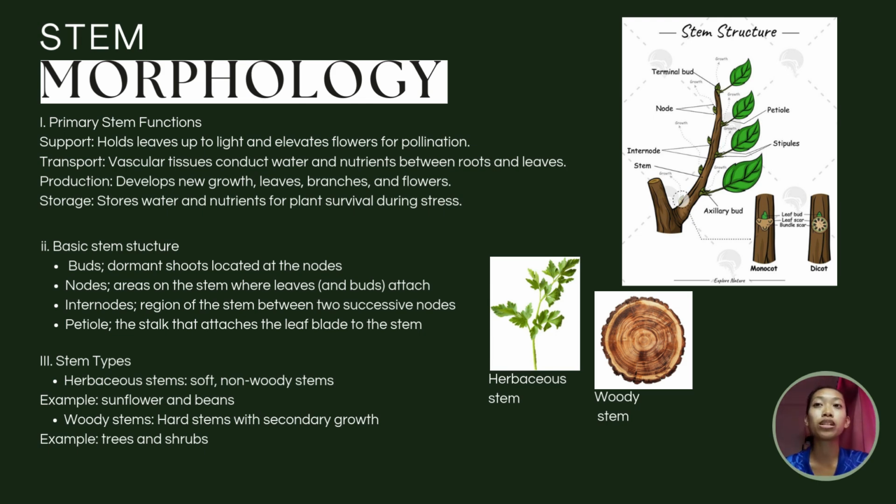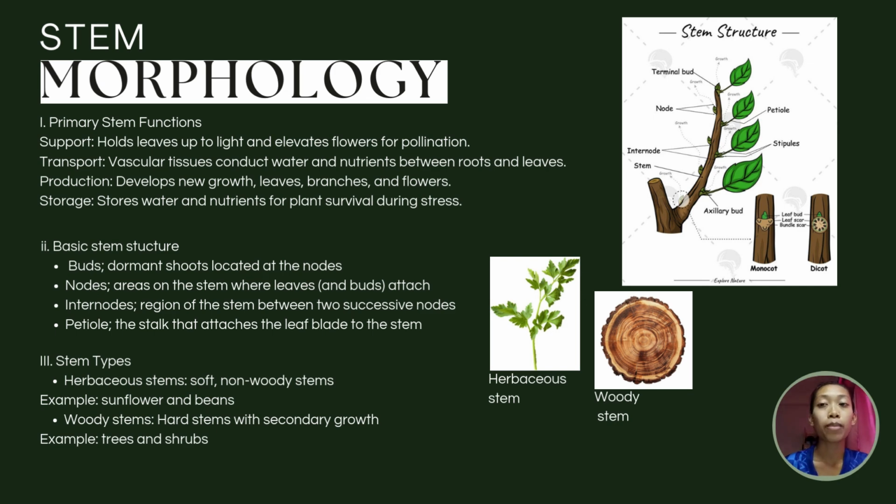So for primary stem functions, there is support, which is to hold leaf up to the light and elevate flowers for pollination. Transport: vascular tissue conducts water and nutrients between roots and leaf. For reproduction, it is to develop new growth, leaf, branches, and flowers. And for storage, it's to store water and nutrients for the plant surviving during stress.